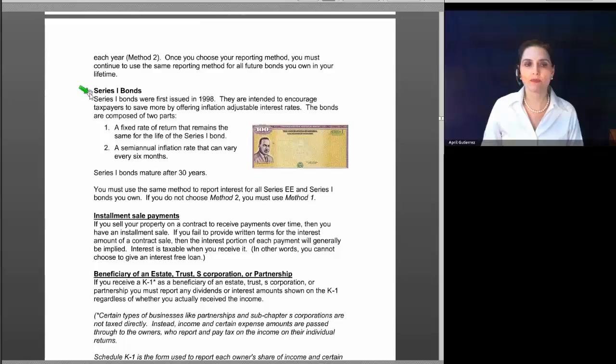Series I bonds were first issued in 1998, and they are intended to encourage taxpayers to save more by offering inflation-adjustable interest rates. The bonds are composed of two parts. The first part is a fixed rate of return that remains the same for the life of the bond. The second part is a semi-annual inflation rate that can vary every 6 months. Series I bonds mature after 30 years.